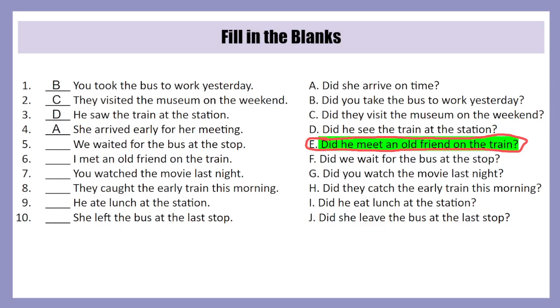Number 4, did she arrive on time? She arrived early for her meeting. Number 5, did we wait at the bus stop? We waited for the bus at the stop. Number 6, did he meet an old friend on the train? I met an old friend on the train. Sorry, this should be, did I? You watched a movie last night? Did you watch a movie last night?